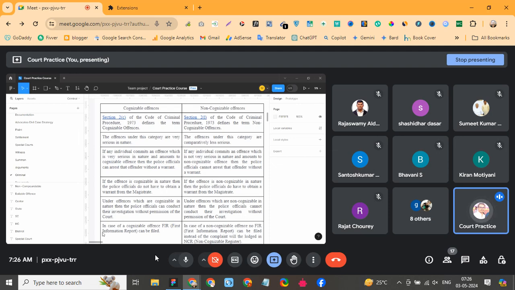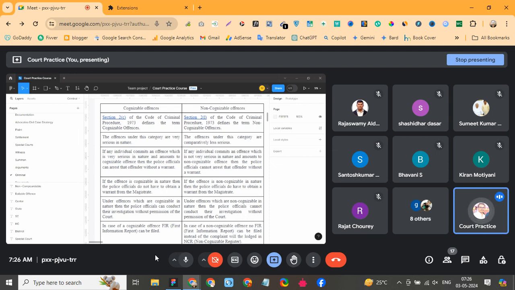Police have to take permission from the court for the investigation in that particular case, and without the court's permission they can't do anything. And for registering a complaint in a non-cognizable offense, it is done on the basis of a non-cognizable report, not via FIR. So these are the two differences that we can go through.